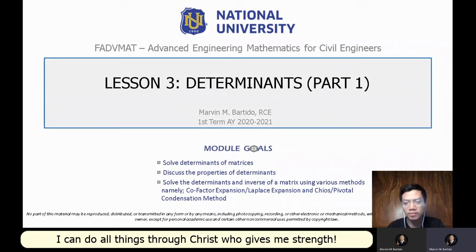So for this topic, our intended learning outcomes are the following. The first one is students must be able to solve determinants of matrices. The second one is students must be able to discuss the properties of determinants. And lastly, students must be able to solve the determinants and inverse of a matrix using various methods, namely cofactor expansion or Laplace expansion and Chio's or pivotal condensation method. So let's start our discussion.